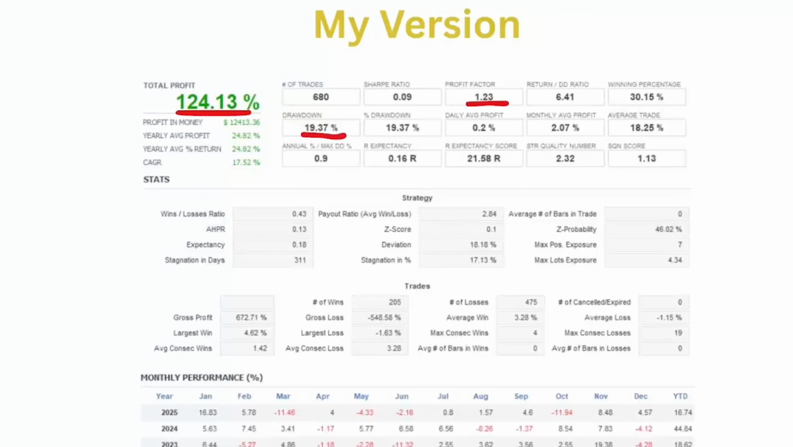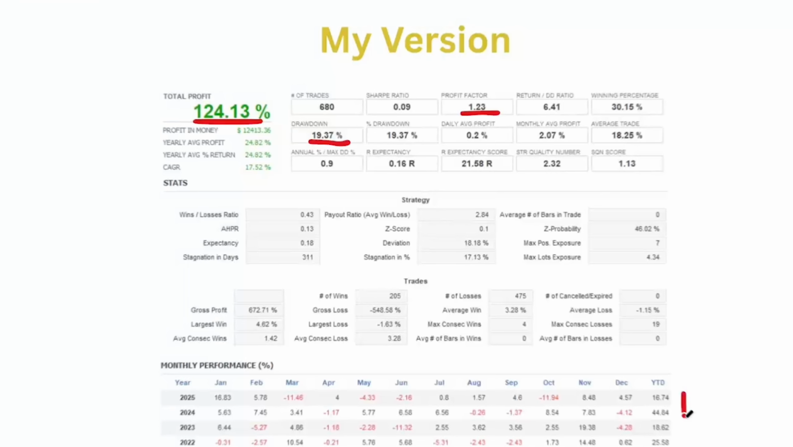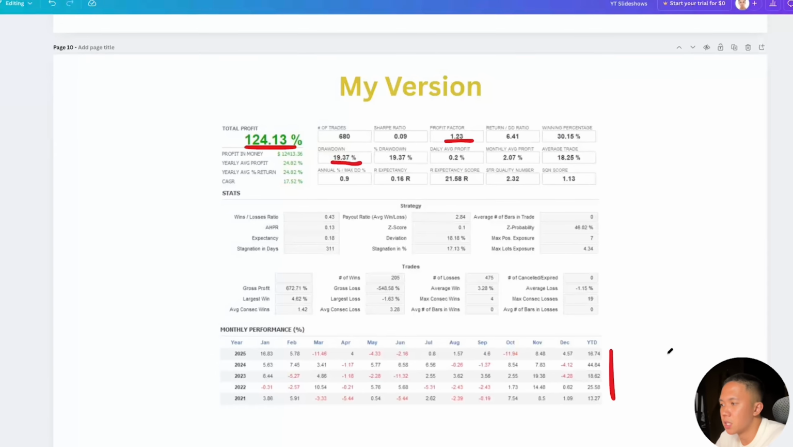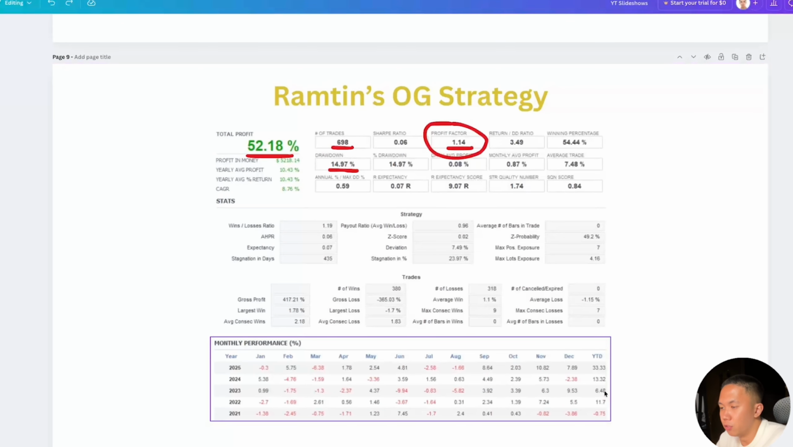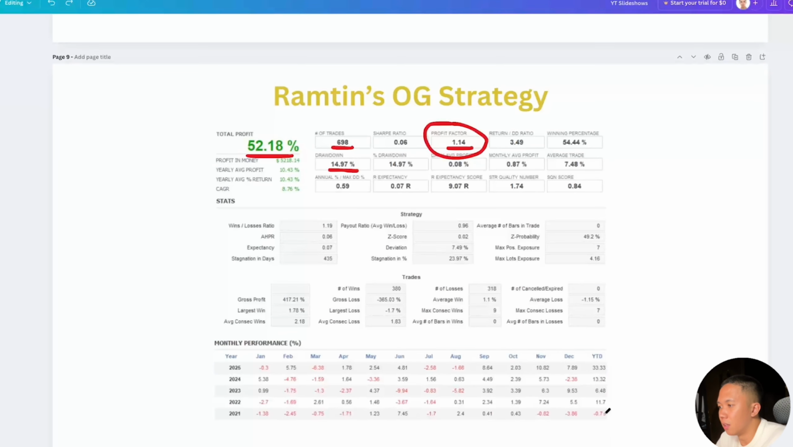So one thing to look at also is the distribution of returns over the 5 years. You can see that almost every year was positive for my version of the strategy, and the returns are quite evenly distributed across the 5 years. Compared to Ramtin's version of the strategy, you can see that there was a negative year and other years weren't really distributed well, with most of the returns coming from 2025.